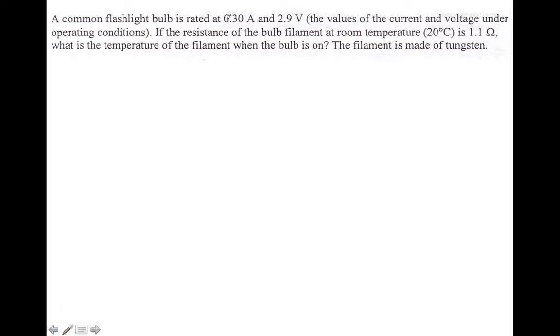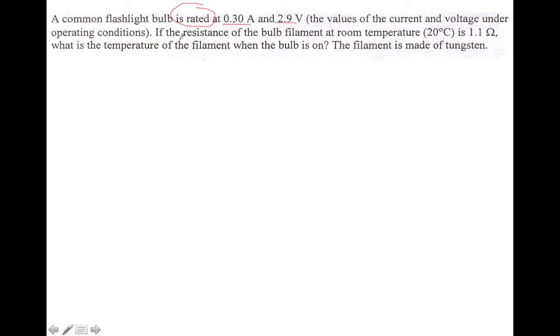Okay, another example, a common flashlight that is rated at, and this is something that I should mention, rated at, that means the flow of electrons in the material is at this value, which is the current. The flow of the charges in that material is at this, so that means the current. And the voltage.